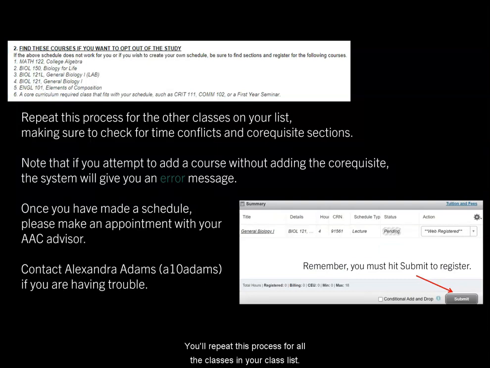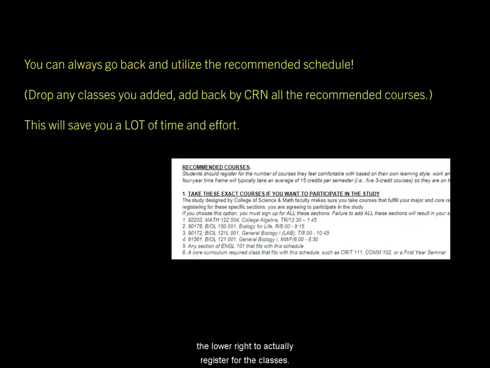You'll repeat this process for all the classes in your class list, making sure to check for time conflicts and co-requisite sections. When you try to add a section without the required co-requisite, the system will give you an error message. Once you've made a schedule, you can make an appointment with your AAC advisor. You can contact Alexandra Adams if you're having trouble. Remember, you must press the Submit button in the lower right to actually register for the classes.